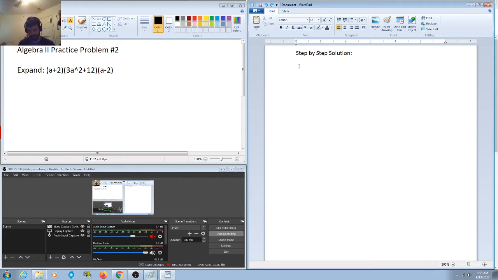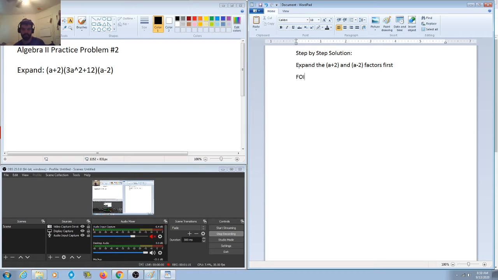Now we have three that we have to deal with, but I'm going to let you know a little secret here. The a + 2 and the a − 2 have something very special about them when you expand them, and what basically happens is their outer terms and inner terms of the FOIL method will cancel out. So the strategy here is to expand the a + 2 and a − 2 factors first. Okay, so let's go ahead and do that.